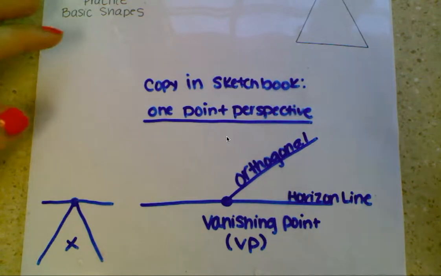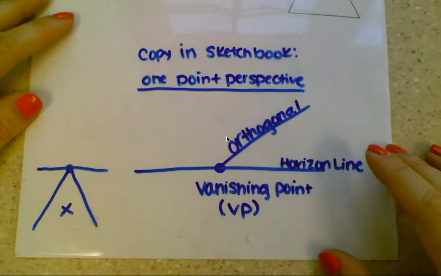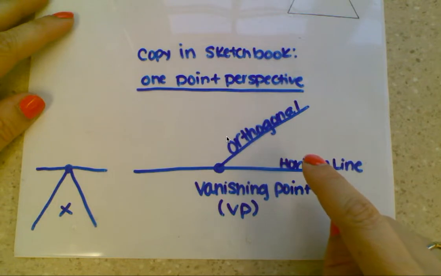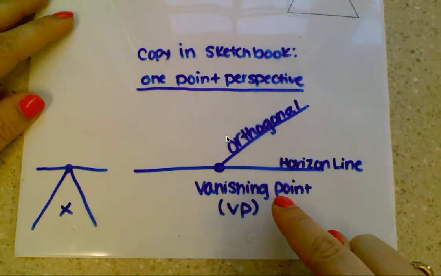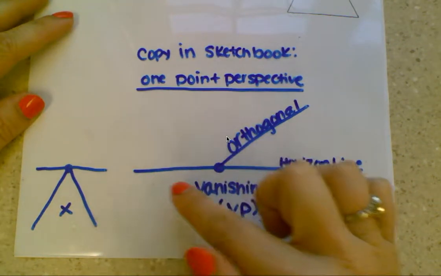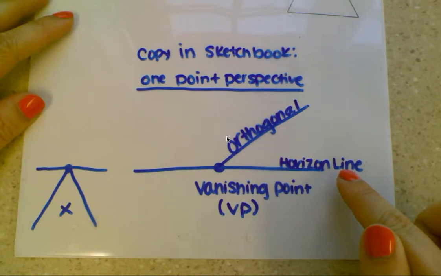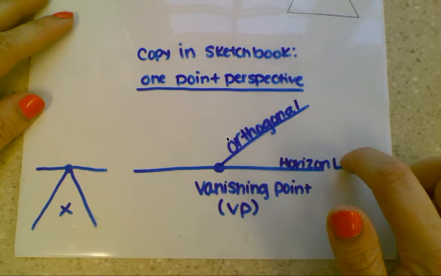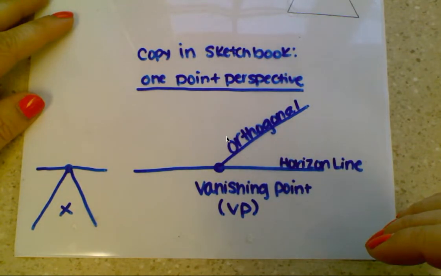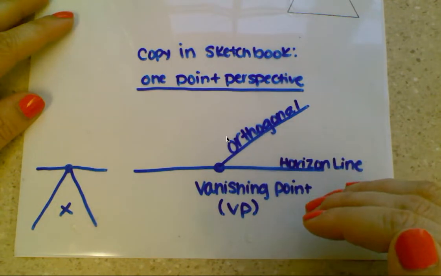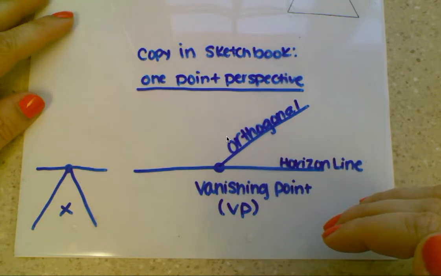So the main parts to perspective right here, you're going to copy this down in your sketchbook. One-point perspective means there's one vanishing point. There's one dot where everything is going to vanish or disappear to. This is situated on the horizon line. The horizon line is where the sky meets the ground. If you've ever seen the sunset or sunrise, this is the line where your sun or moon is going to disappear behind. This is why they originally thought the world was flat.